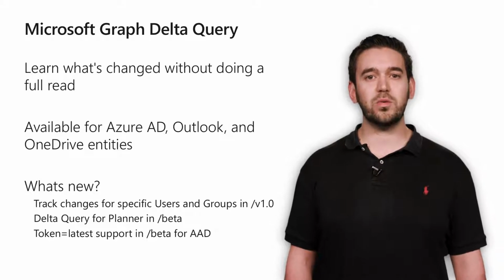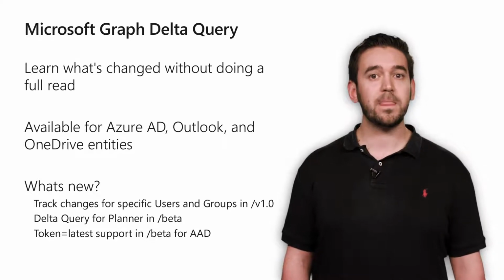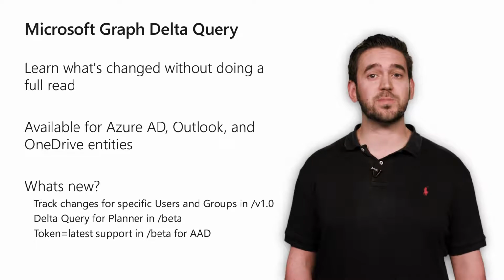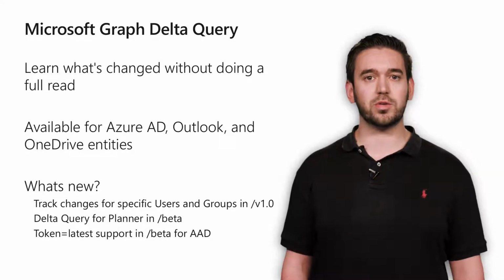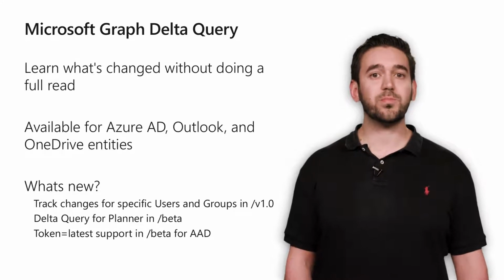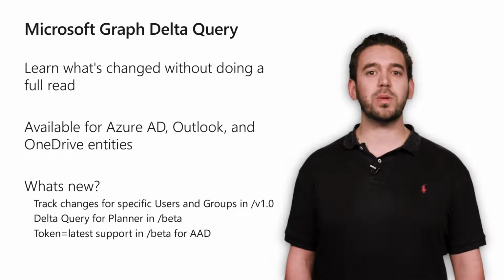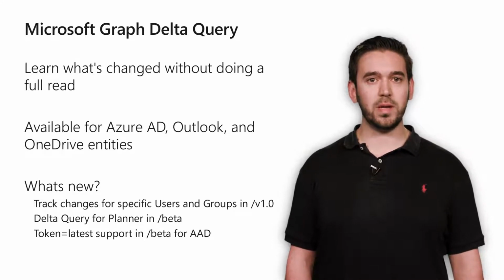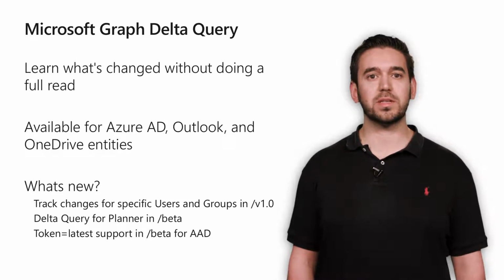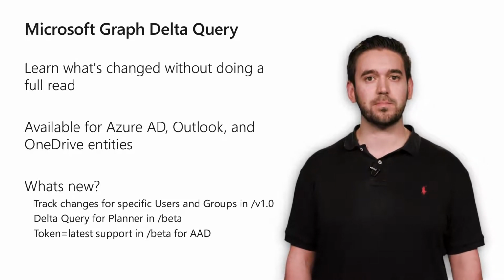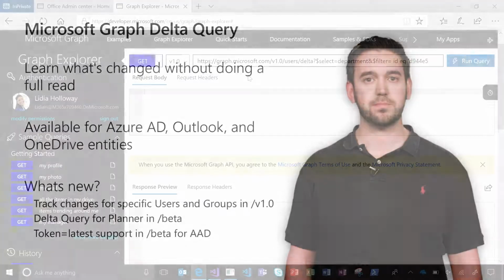We also have some great new capabilities available for Delta Query. This includes the ability to track changes to specific Azure AD users and groups using the v1 endpoint instead of all users and groups in the entire tenant. As far as preview features go, Delta Query can now be used for planner entities on the beta endpoint, and clients using Delta Query with Azure AD resources can use token equals latest to ask for a Delta token only, without having to parse through the entire payload of results first. All right, now let's jump into some demos.